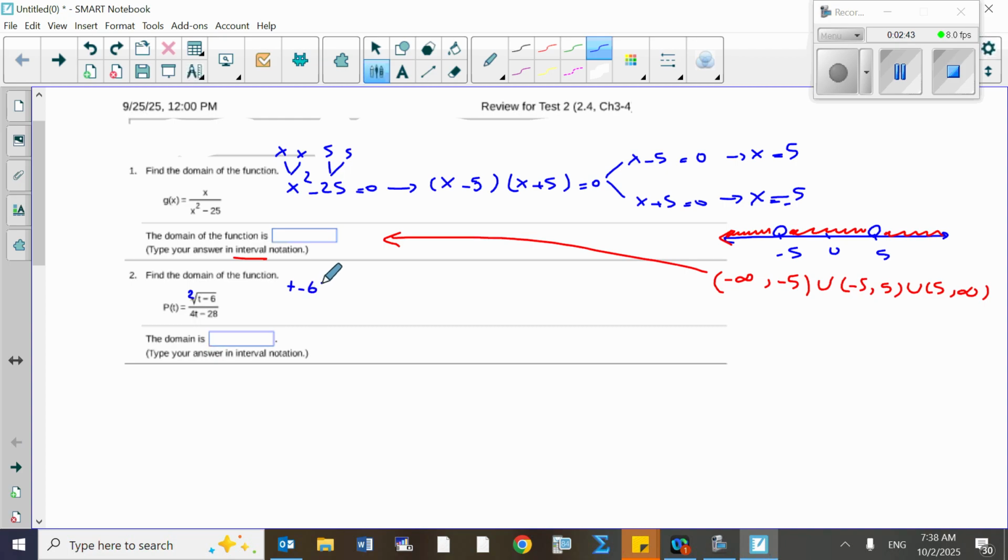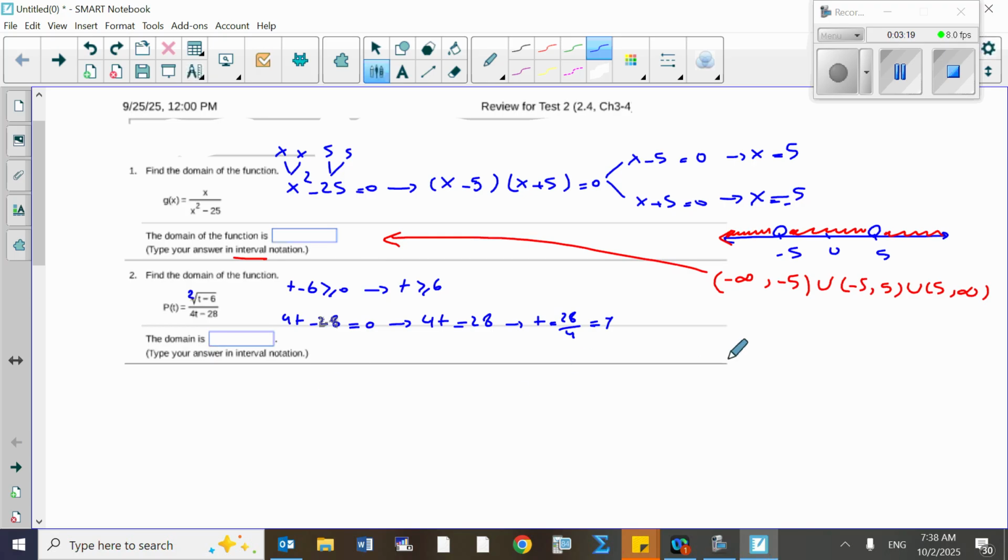T minus 6 greater than or equal to 0. That means t should be greater than or equal to 6. And on the other hand, 4t minus 28. This should be not equal to 0. So I'm going to make this equal to 0 to solve for t and see what is the value that makes the denominator equal to 0. So I exclude that. So 4t is equal to 28, and t equal to 28 divided by 4, which is 7.